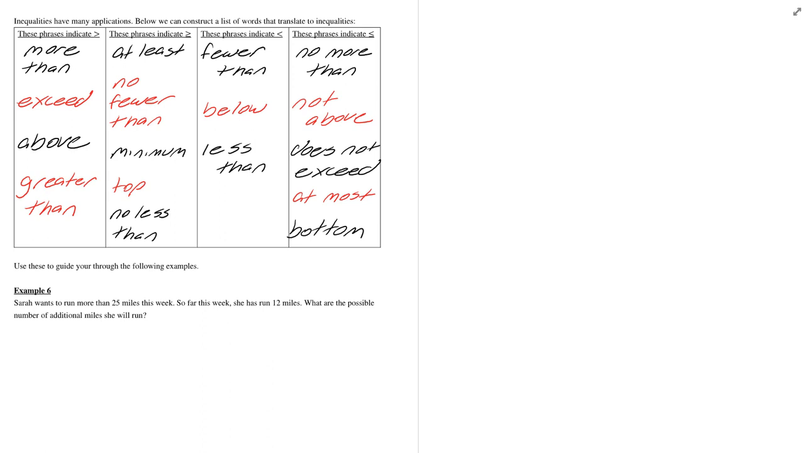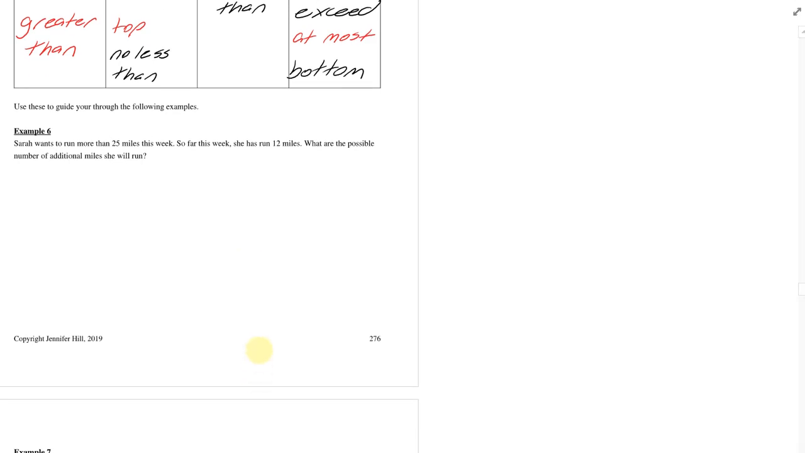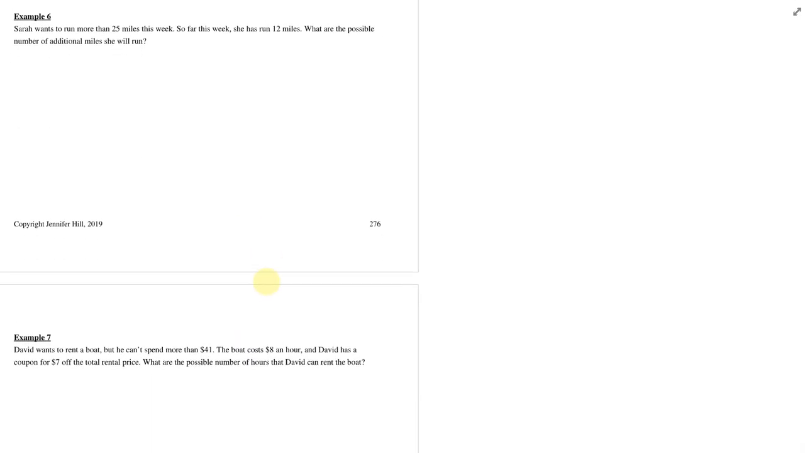Write these words down. So we've seen tables like this before, right, for other word problems. So now we just need to update this so that we know what words indicate which inequalities. So pause the video, write those down, and then hit play when you're ready to keep going. Okay, so we're going to go on to example 6 now.